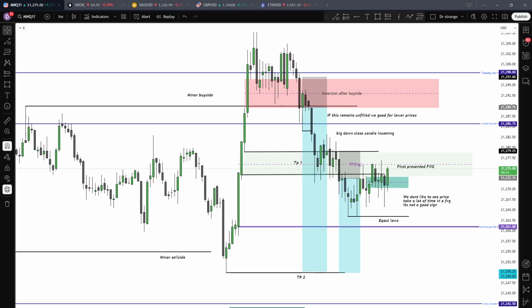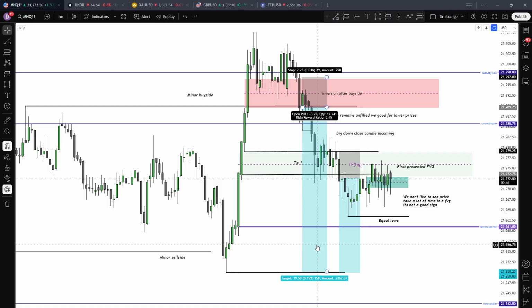Well, that's not a good sign. This happens. We know that we will take this low, we also take the high. We will give the right direction. So if we take the low first, then we are bullish. If we take the high first, then we are bearish. Don't like to see this kind of consolidation in a fair value gap.